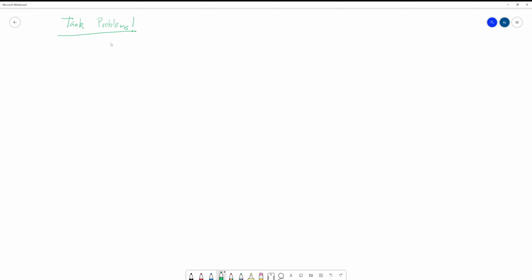Okay, so let's do a tank problem. I'm just going to write down the problem. So you have a 100-gallon tank of salt water. Initially 35 pounds of salt.